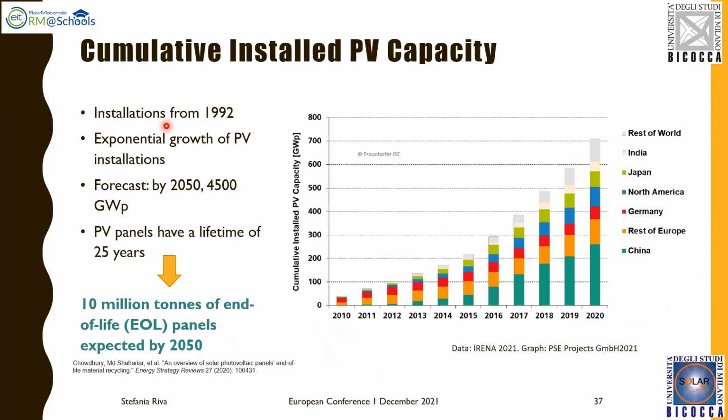Installations of photovoltaic panels started in 1992. Since then, there has been an exponential growth of the photovoltaic installations. And there is a forecast that by 2050, there will be many more installed panels. And since, as you can remember, photovoltaic panels have a lifetime of 25 years, there is a prediction that by 2050, there will be 10 million tons of end-of-life panels.